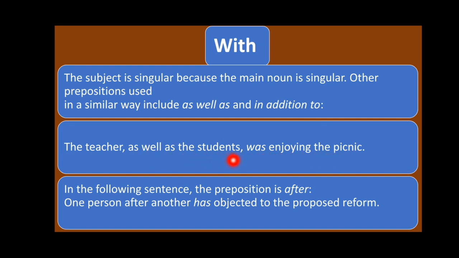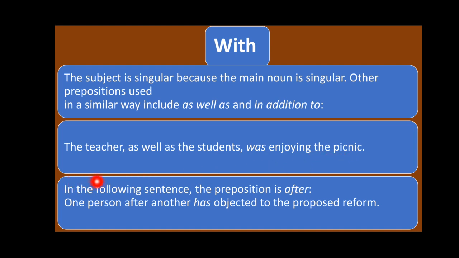So we are not talking about the students, we're talking about the teacher, right? So this as well as the student, which is a noun phrase, is not going to affect the number of the subject, which is singular, the teacher, right? So the teacher as well as the student was enjoying the picnic.